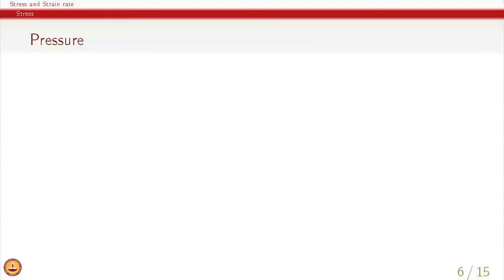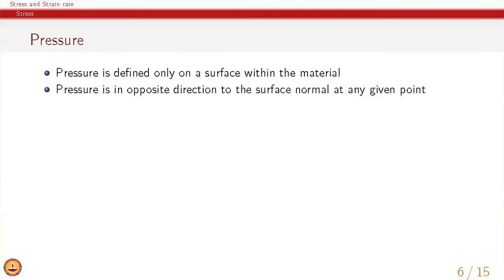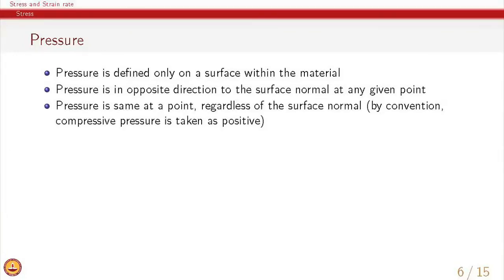Now let us summarize what we have learnt about pressure. Pressure is defined only when there is a surface within the material. Pressure is in the opposite direction to the surface normal at any given point. Pressure is the same at a point regardless of whichever surface is being talked about, and therefore pressure only varies if, let us say, the height of the point varies, because then that is the static head. Otherwise, pressure at a given point will be the same regardless of the surface we are talking about. And by convention, compressive pressure is positive.